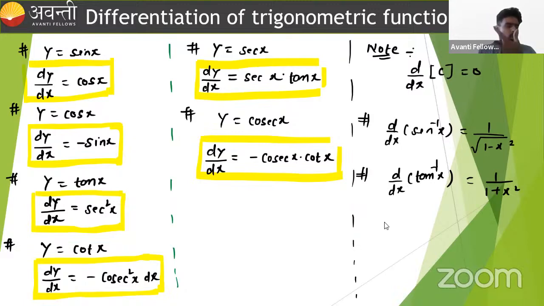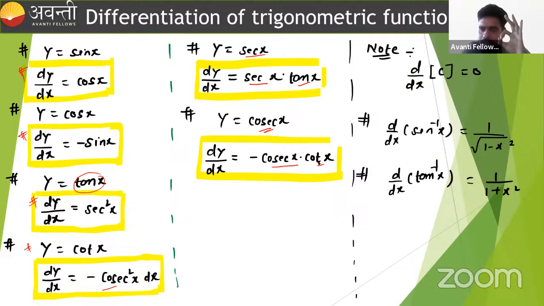In the same manner, if I am talking about the trigonometric functions, beta, we know that there are 6 trigonometric functions. Differentiation of sine x can be written as cos x. Differentiation of cos x is nothing but minus sine x. Remember, differentiation of tan x is sec square x. In the same manner, differentiation of cot x is minus cosec square x. Differentiation of sec x: first write down sec x, then write down tan x. For cosec x, first write down cosec x and then cot x.